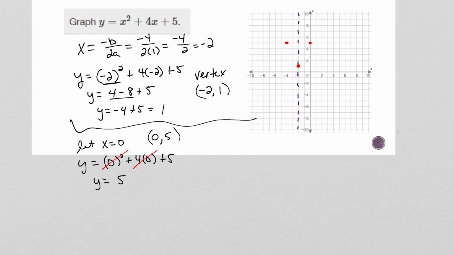Okay, but what I can do is I could let x equal -1 and see where that other point is, or if I wanted, I could let x equal 1 and see it's got to be up here somewhere. It doesn't matter, really. You can put in whatever value you want for x. So I'm going to let x equal -1. Let's see what we get out for y.